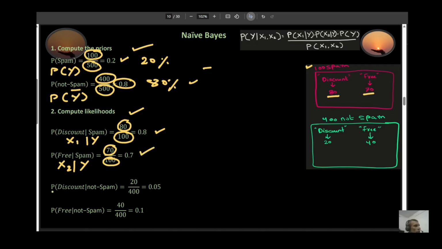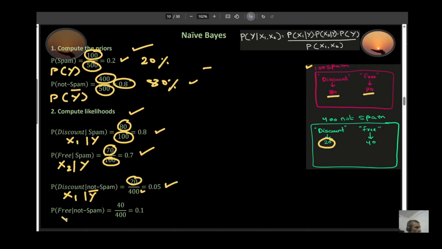Likewise, compute your probability of discount given not spam. In other words, compute your probability of X1 given that your Y is not a spam. In this case, you count how many times the word discount appears in email that is not a spam. Well, in this case, the answer is 20. So it's going to be 20 divided by 400. 400 is your total number of emails that are not spam, and the answer is 0.05.